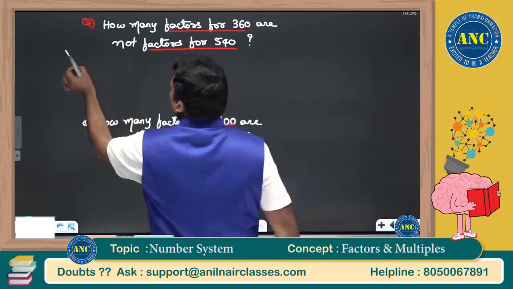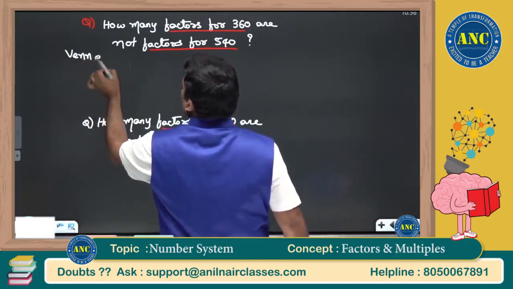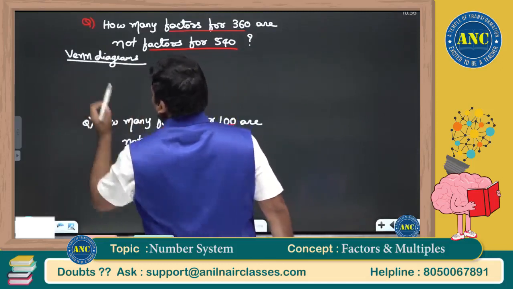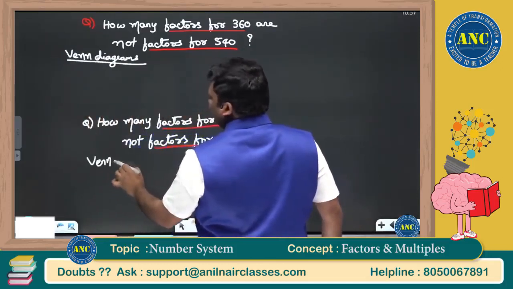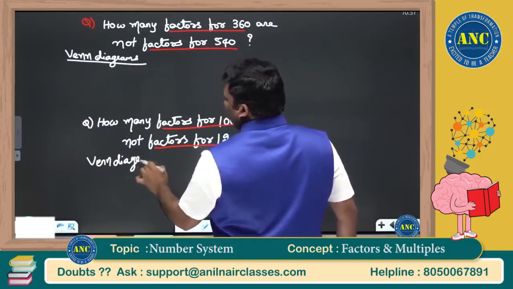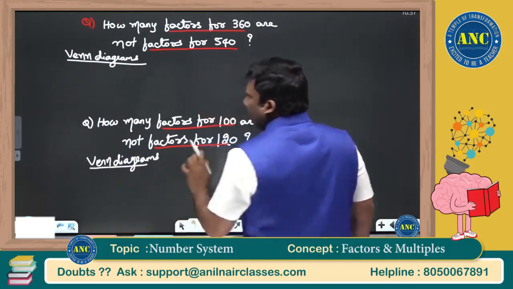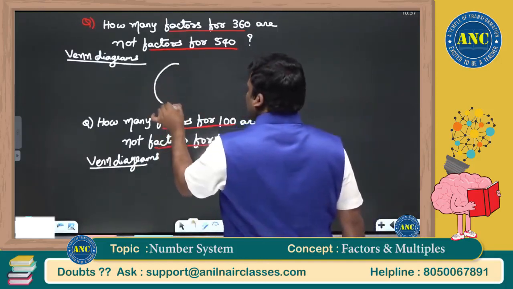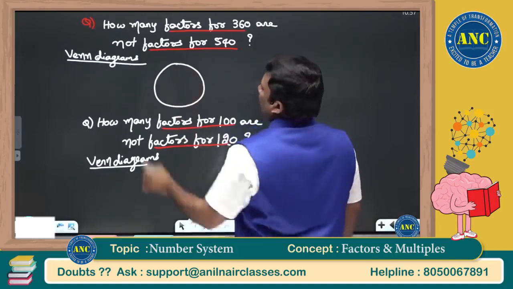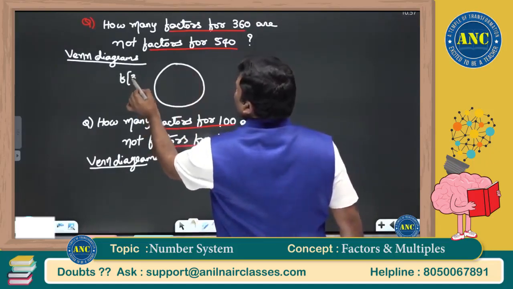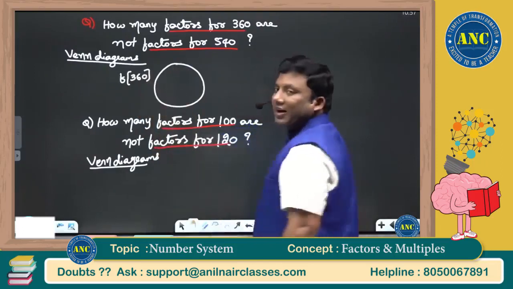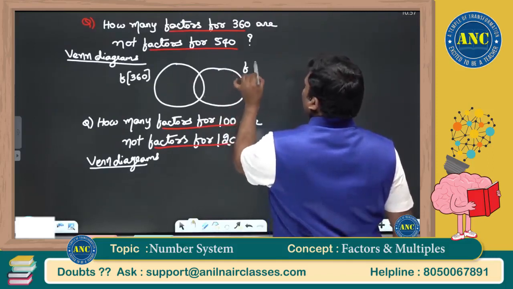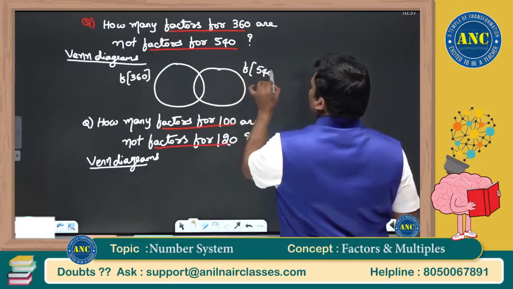So the best way to solve this question is by using Venn diagrams. By using Venn diagrams, we will get this answer very, very fast. Instead of counting, we will use Venn diagrams. In Venn diagrams, sets are represented using circles. This is a circle which represents the factors of 360. This is another circle which represents the factors of 540.